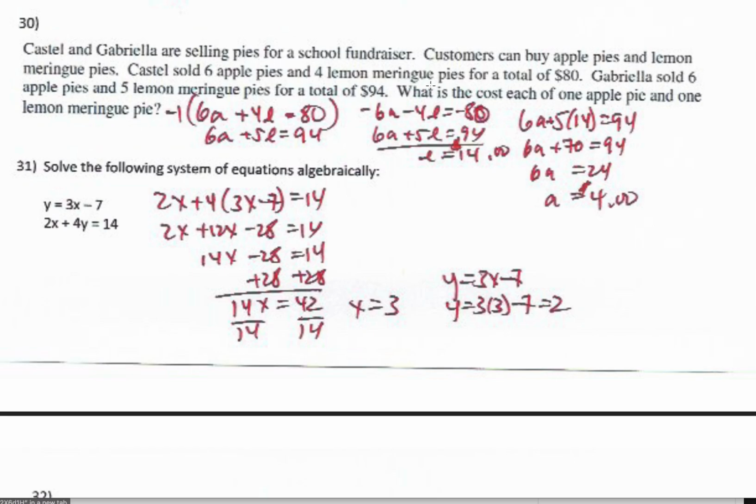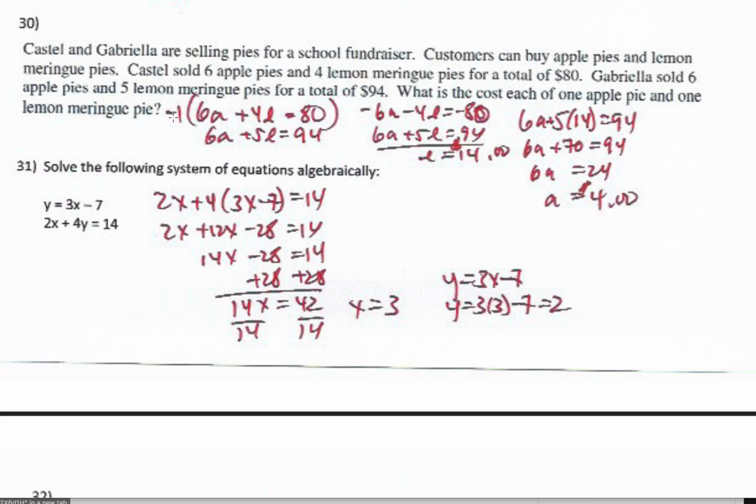Selling pies for a school fundraiser. You can buy apple pies or lemon pies. So if you sell 6 apples, here they are, plus 4 lemons, you get $80. So 6 apples plus 4 lemons, $80. 6 apples plus 5 lemons is $94. What's the cost of 1 apple and 1 lemon?